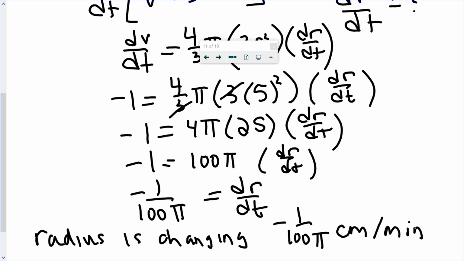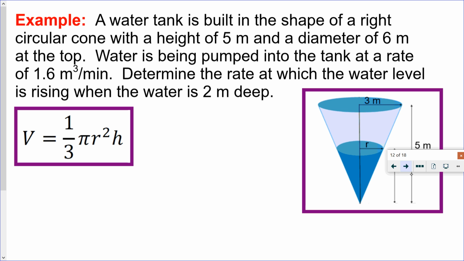Okay, that's a nice, simple first question where we had everything that we needed and we didn't have to rearrange any formulas. Let's look at another example. So in this one here, we have a water tank that's built in the shape of a right circular cone. It has a height of 5 meters and a diameter of 6. Notice I labeled it as a radius of 3. The reason I did that is because in my formula, I have radius, not diameter.